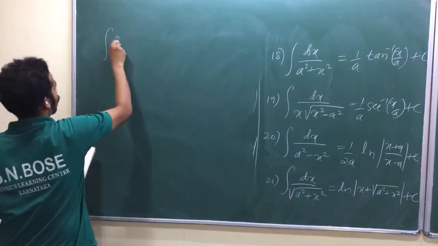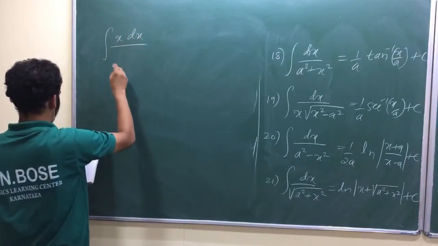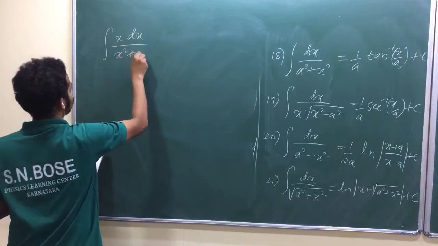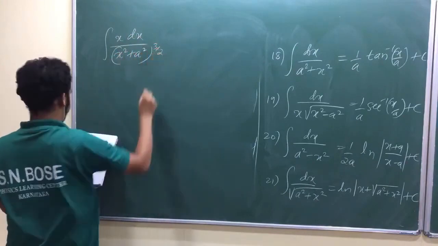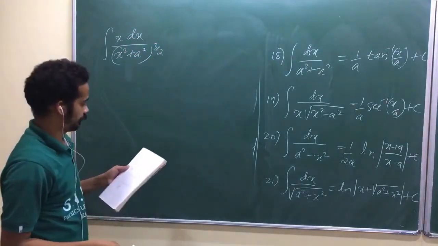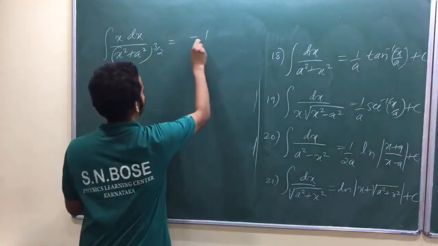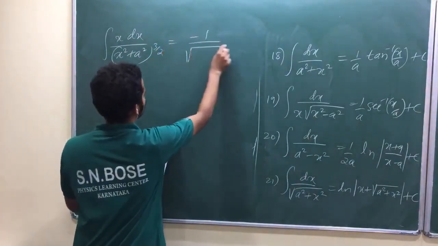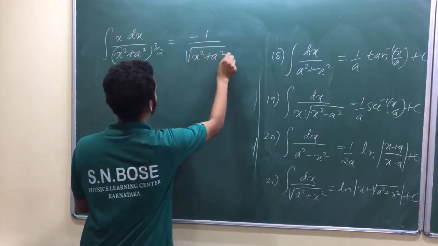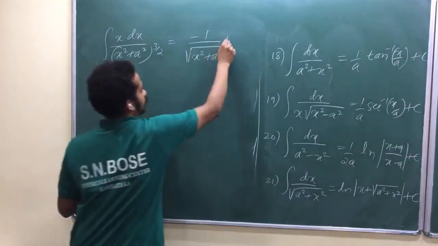So integral of x dx whole divided by x square plus a square whole power 3 by 2. So that's equal to minus 1 by root of x square plus a square, plus c. This is very frequent in electromagnetic theory, this integral. Is that okay?